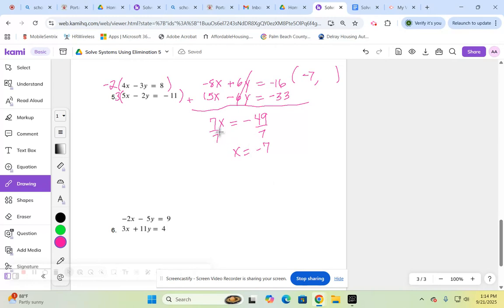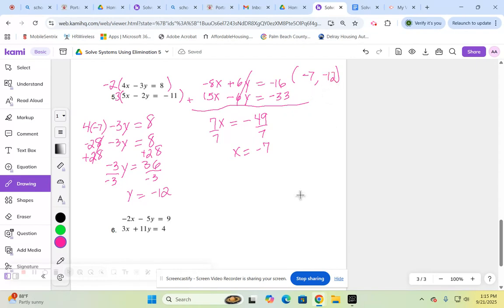So we're going to go back and replace x with negative 7 in one of those equations. I'll do the top. So 4 times x, which is negative 7, minus 3y equals 8. Well, that's negative 28 minus 3y equals 8. Add 28 to both sides. So we'll have negative 3y equals 36. Divide both sides by negative 3. Means y equals negative 12. So our answer for y is negative 12.